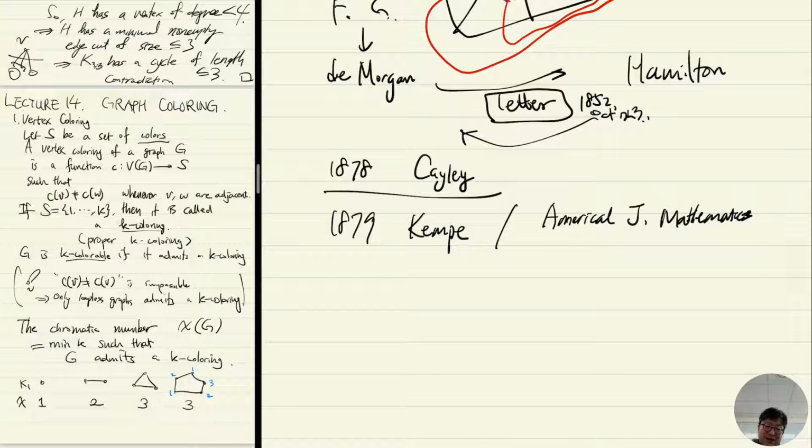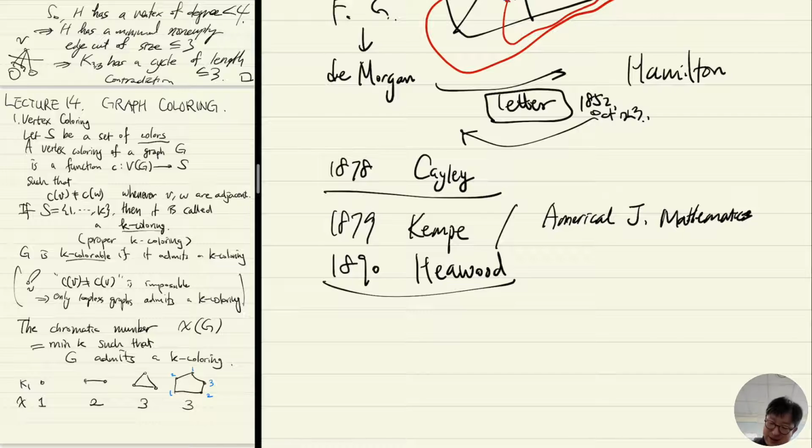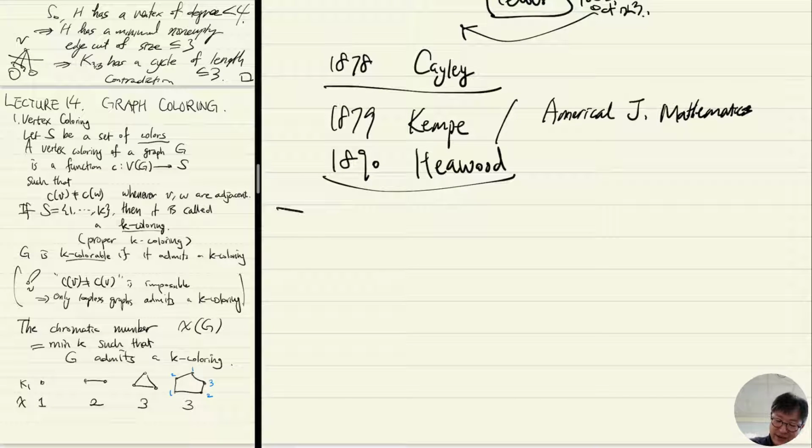And then 11 years later, in 1890, Heawood found a gap in this proof. So Kempe's proof has a mistake. And then he said that even though the proof is incorrect, it can prove that every planar graph is five-colorable. So let me show you why every planar graph is five-colorable.